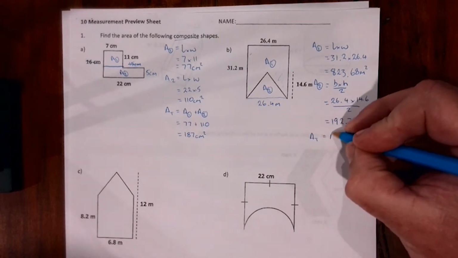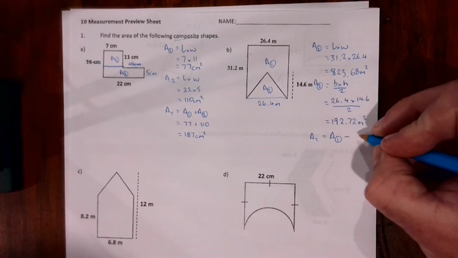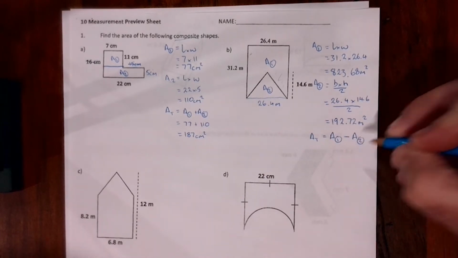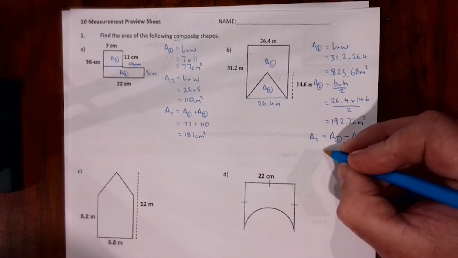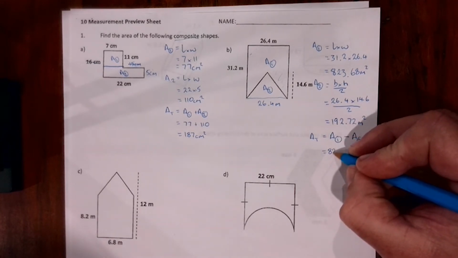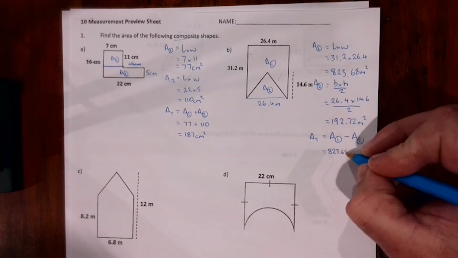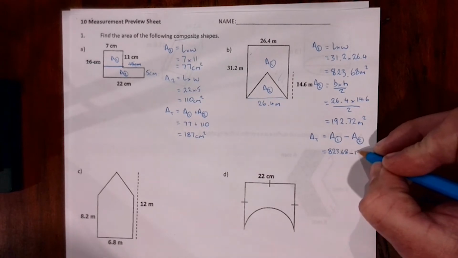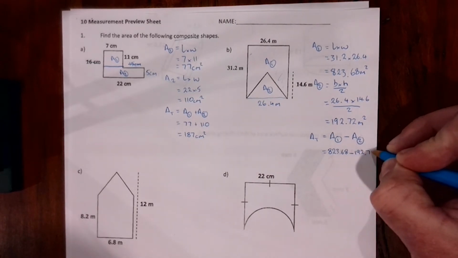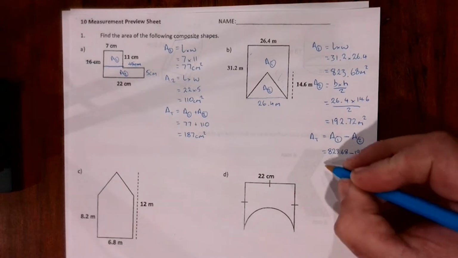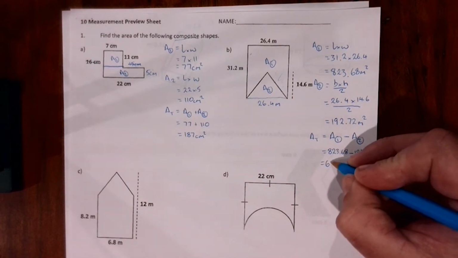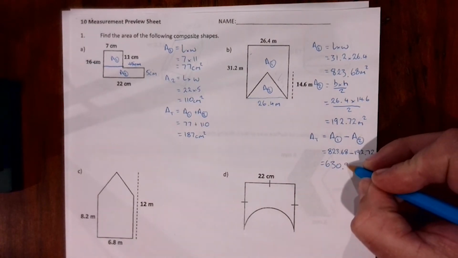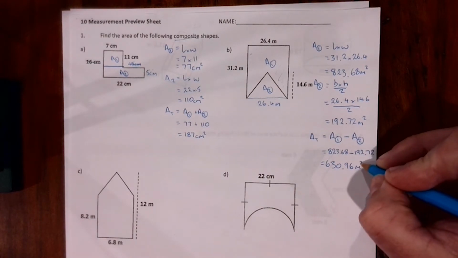And then to work out the total area of the shape, this time the total area is going to be area 1 minus area 2. So I just sub the values in now. That gives me 823.68 minus 192.72, which will give me 630.96 square meters.